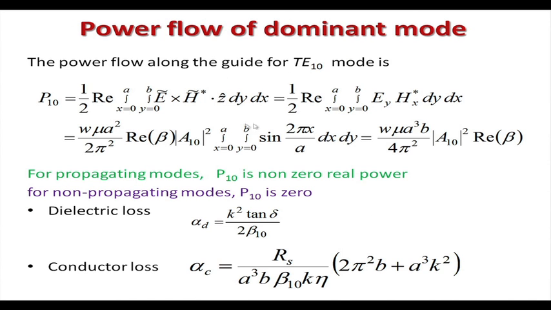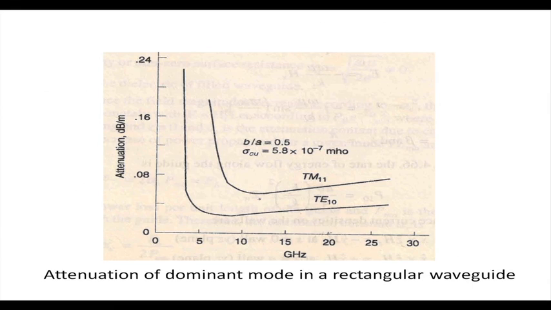Power flow, we have done these calculations, and for propagating modes P10 is non-zero real power. Also dielectric loss, we have already found the expression. So, this conductor loss, if you do all these mathematics to arrive at this expression, that will be given in your notes which will be uploaded, you can see from there. But basic things we have already given in the first 5 lectures on how to calculate that; these are all applications of that.